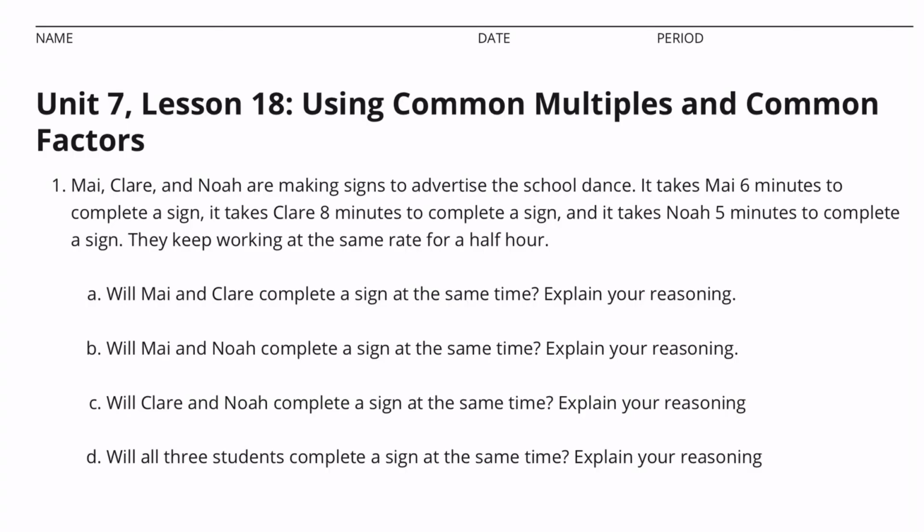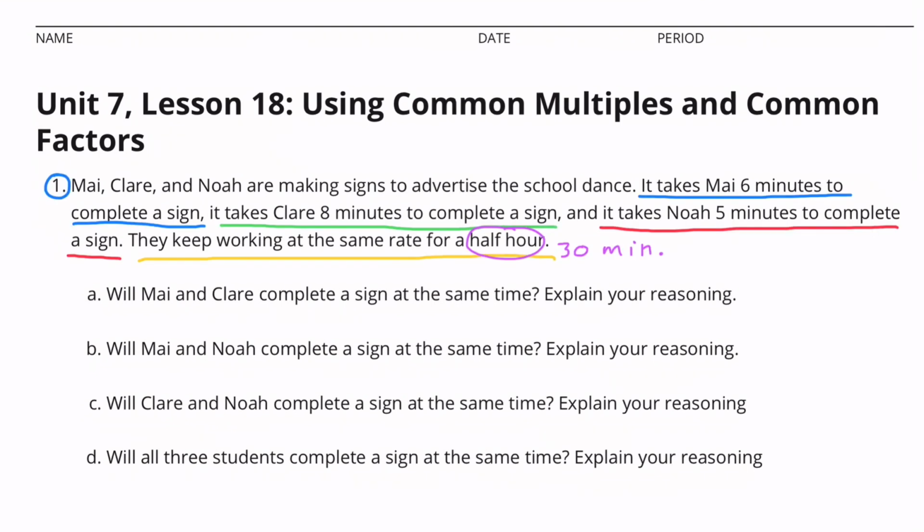Unit 7, Lesson 18, Using Common Multiples and Common Factors. Number 1. Mai, Claire, and Noah are making signs to advertise the school dance.